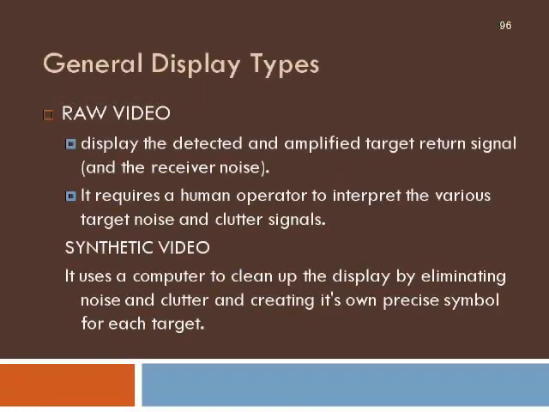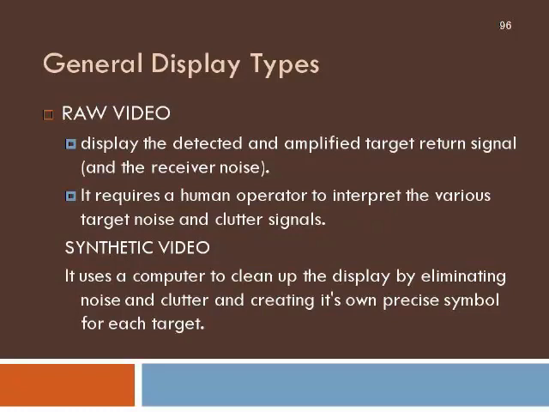Now we will concentrate on radar displays: how the final data can be displayed. There are definitely two techniques. One is raw video display. Here the display is the detected and amplified target return signal and the receiver noise. It requires a human operator to interpret the various target, noise and clutter signals.